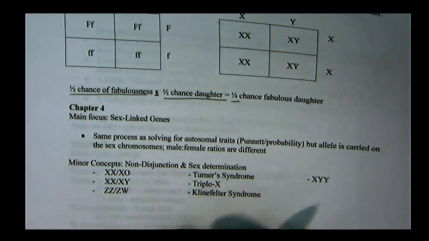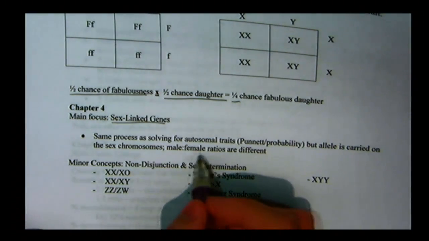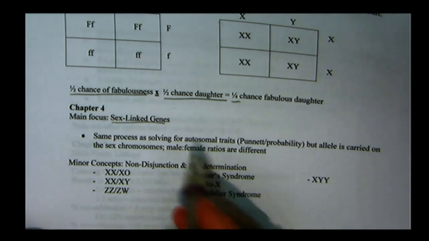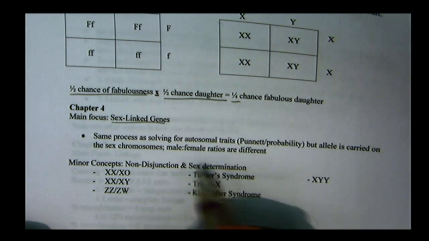Okay, so chapter 4, the main focus here were the sex-linked genes, and use the same rules as you did for the autosomes when using Punnett squares and probabilities. Just remember that the male-to-female ratios will be different, and that's the key thing to look for, especially in pedigrees, is that your ratios will not be the same for males to females.